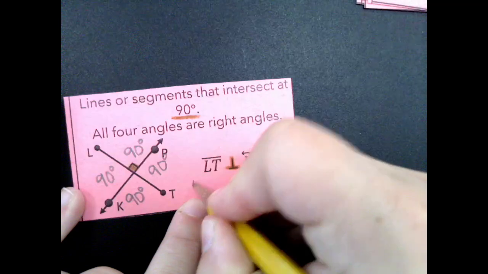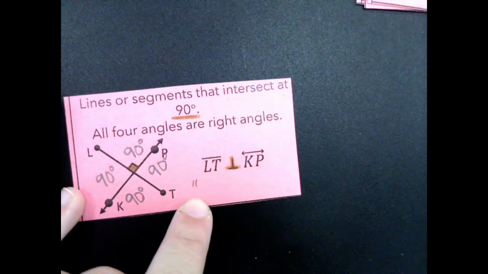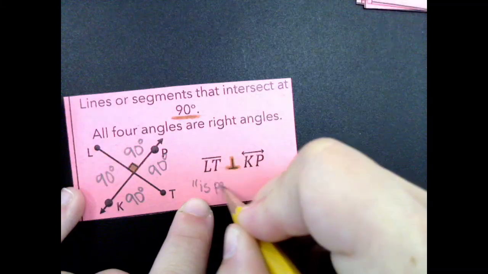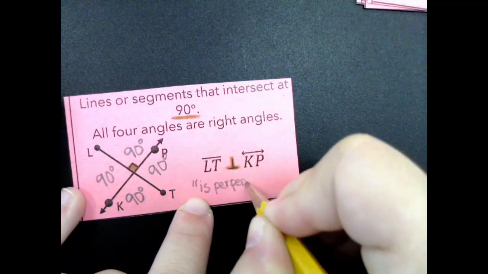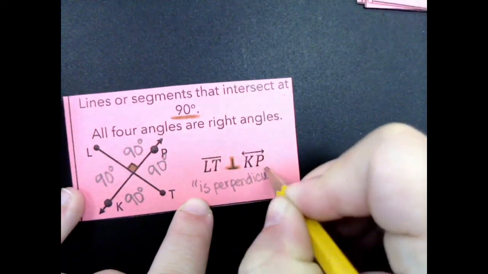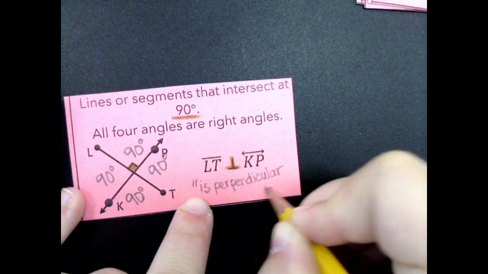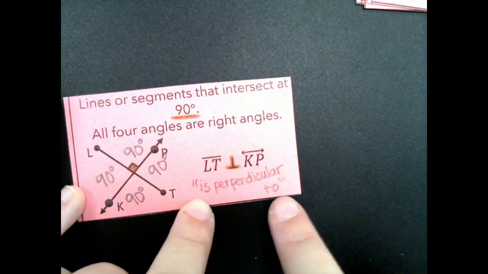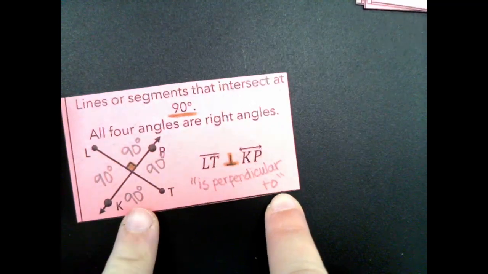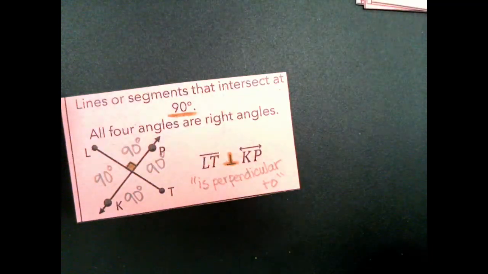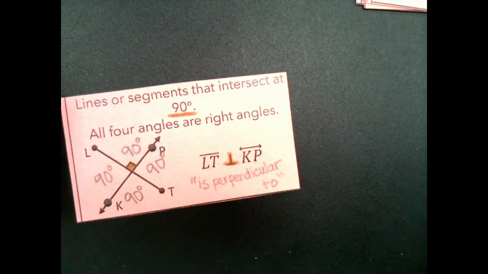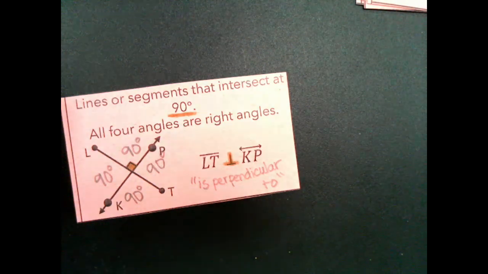So if we're going to say this out loud, we would say segment LT is perpendicular to line KP. We wouldn't say segment LT upside down T line KP. We say segment LT is perpendicular to line KP.